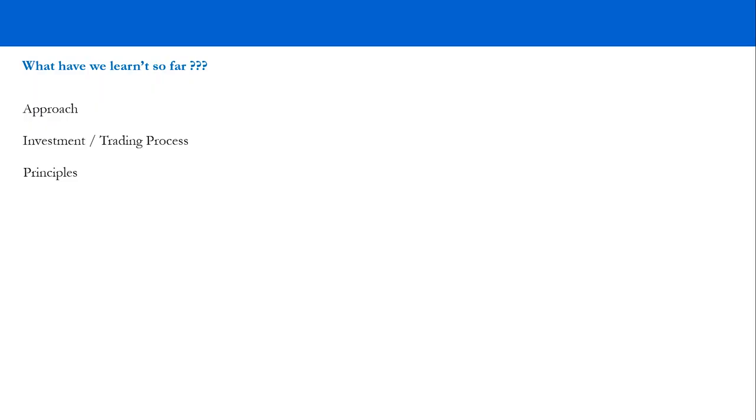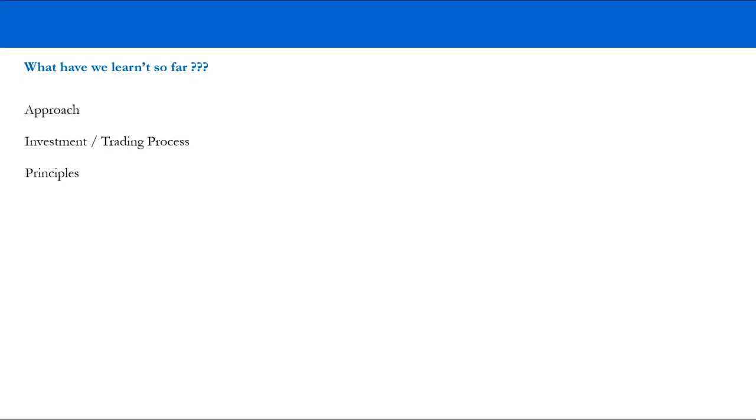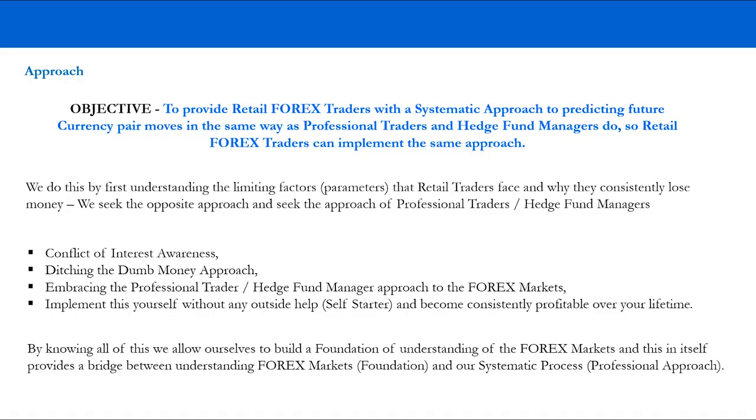The first one is approach. So the approach that we're taking to the international Forex markets. The second thing that we've picked up along the way is a formalized investment or trading process, our systematic process. And the third thing that we've picked up is actually along the way, we've picked up a lot of principles that we have to stick to within our approach and within our investment and trading process. So let's start with the approach that we're taking here to the Forex markets. And let's go right back to the beginning of the video series.